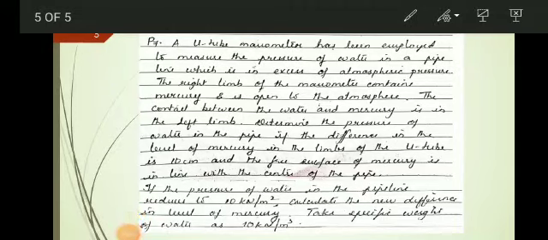So here is another problem on fluid pressure. I'll read the question and parallelly we will draw the figure also. A U-tube manometer has been employed to measure the pressure of water in a pipeline which is in excess of the atmospheric pressure.